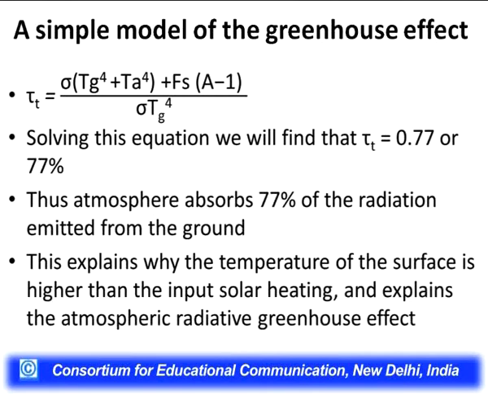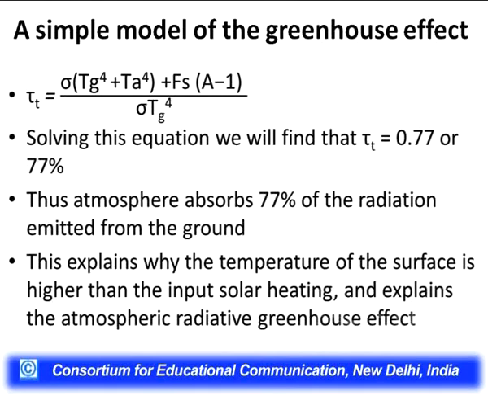What does this 77% actually mean? It says that 77% of the total radiation emitted by the Earth is absorbed by the atmosphere. Thus, whatever the Earth re-emits towards space, 77% of it gets absorbed by the atmosphere. This explains why the temperature of the surface is higher than what we would expect from the input solar heating alone, and explains the atmospheric radiative greenhouse effect.